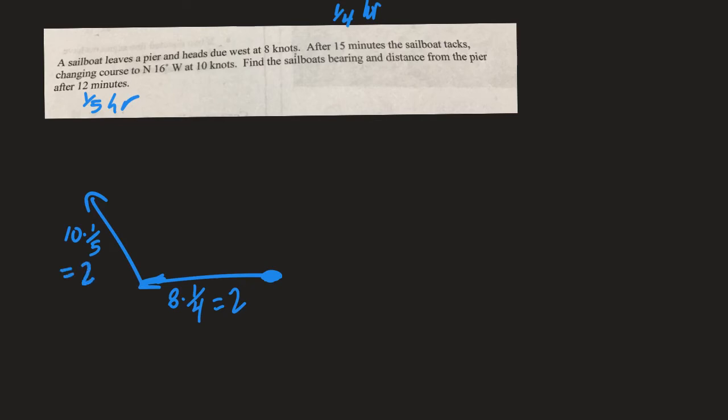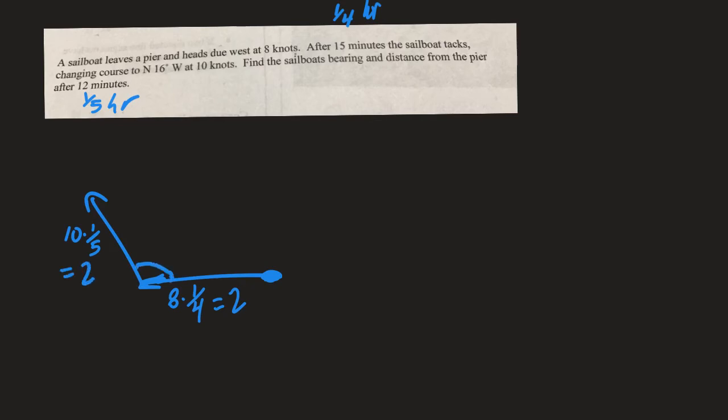Okay, so the challenging thing here, guys, is figuring out how big each side of the triangle is. All right, so 15 minutes is only 1/4 of an hour, and 12 minutes is 1/5 of an hour. So we're going to use those along with the speed to figure out how large this is. I've got my starting point, the pier. I'm going to go due west. 8 by 1/4 is just going to be 2. I'm going to go a little bit faster when I turn. This is going to be 10 by 1/5, which is also 2.